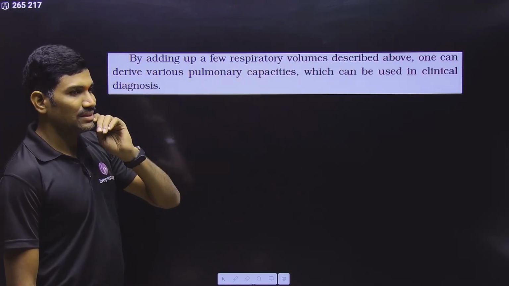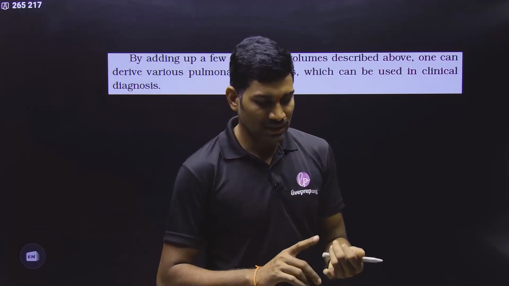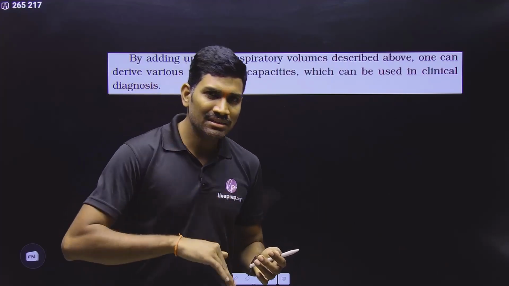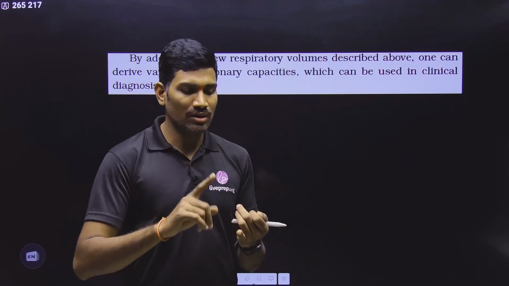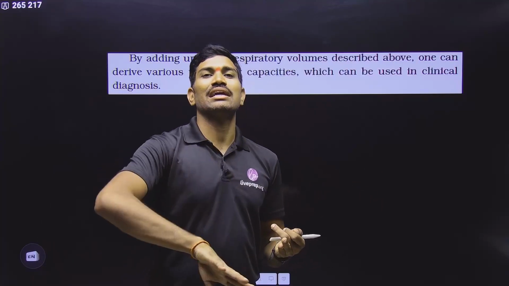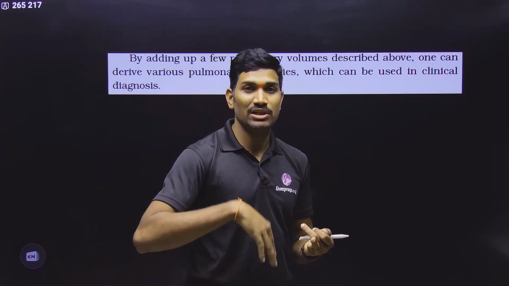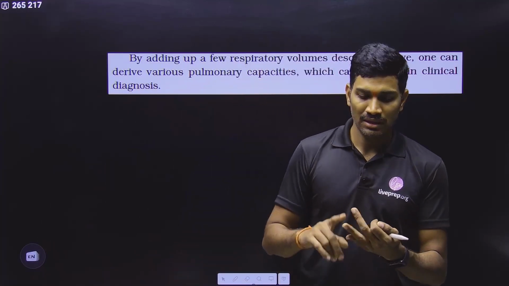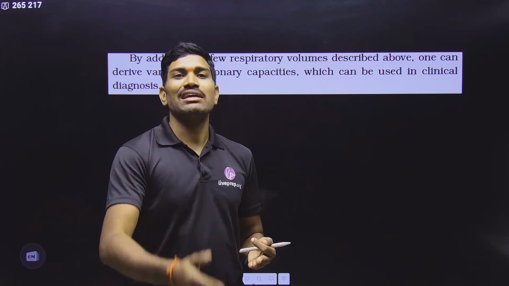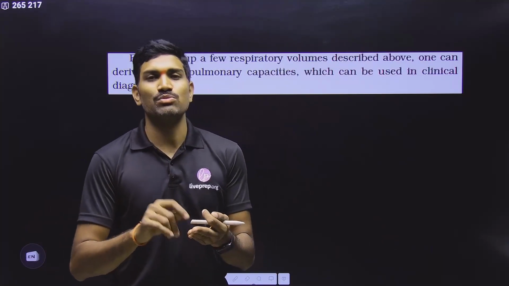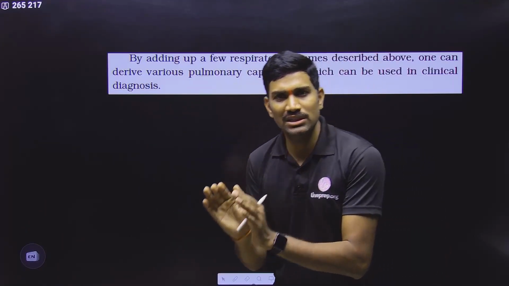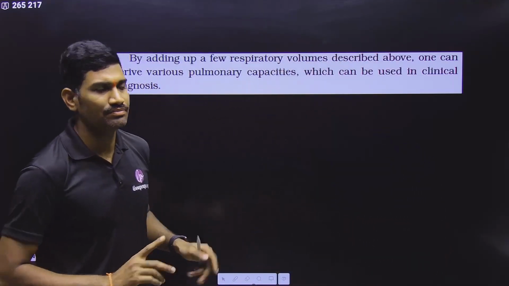Clear? Next one. These are the 4 types of volumes we are studying. First one is the tidal volume. In normal inspiration or expiration, the air that is taken in or released out is called tidal volume. Other than tidal, the extra volume we take inside by forced inspiration is called inspiratory reserve volume. What is expiratory reserve volume? Other than tidal, the extra air that we can release by forced expiration is called expiratory reserve volume. Residual means even after forced expiration, some air is still present inside the lungs, and that is called residual volume. Clear?